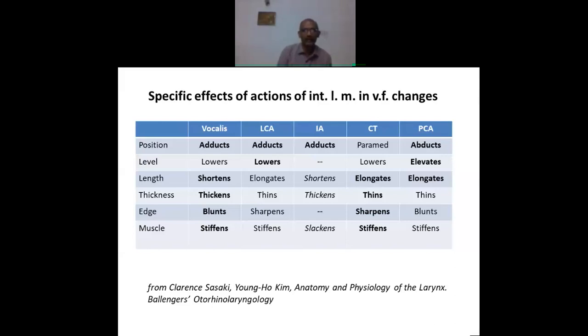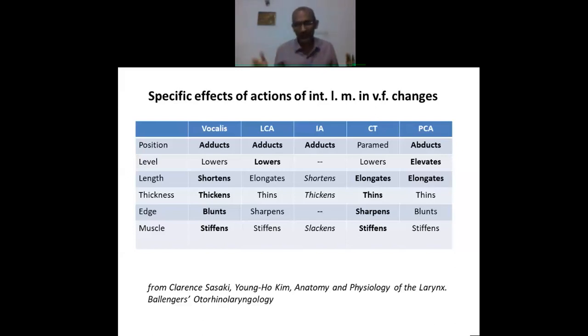So these are the specific effects of actions of the intrinsic laryngeal muscles in vocal fold changes. Okay. We'll settle with the easiest one first, that is the PCA, which is not part of voice or phonation, the posterior cricoarytenoid. What does it do?